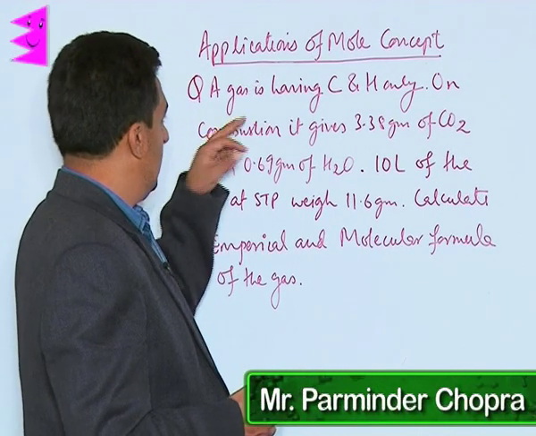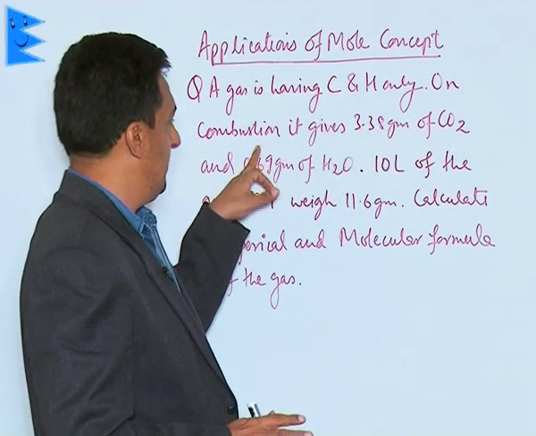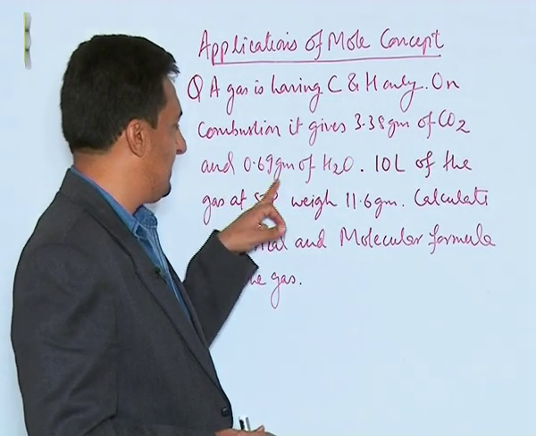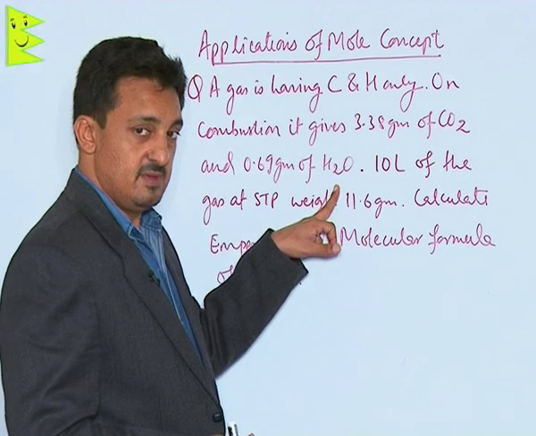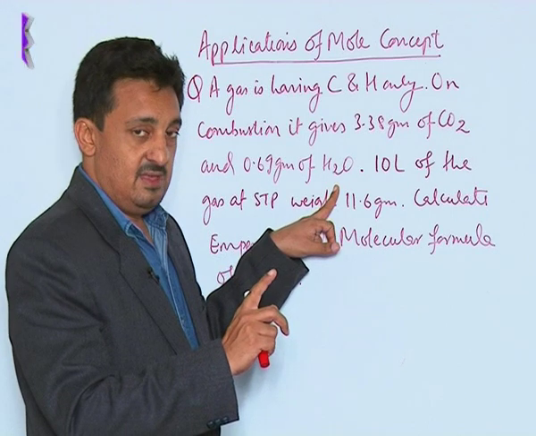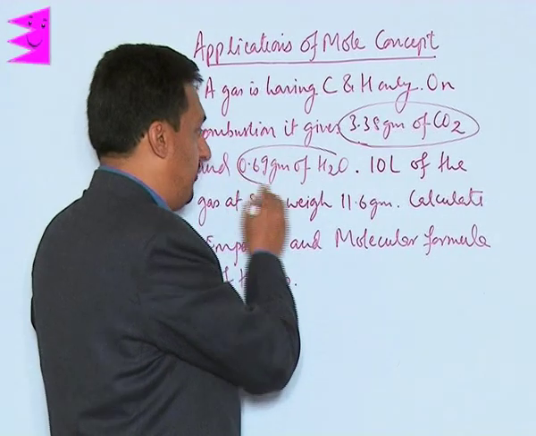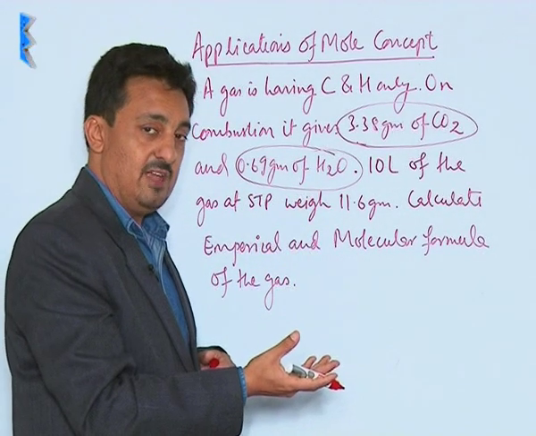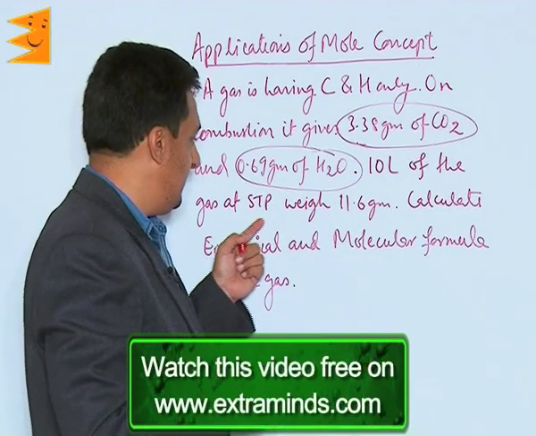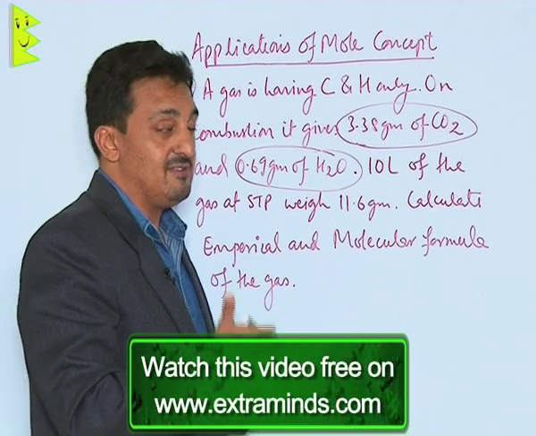The numerical is, a gas is having carbon and hydrogen only. On combustion, it gives 3.38 grams of CO2 and 0.69 grams of water. So how much of the gas has been taken? It hasn't been given. Only the mass of the CO2 obtained and the mass of the water obtained on burning that gas of carbon and hydrogen is given to us. 10 liter of the gas at STP weighs 11.6 grams. So definitely it means what? The molecular mass is also not given.